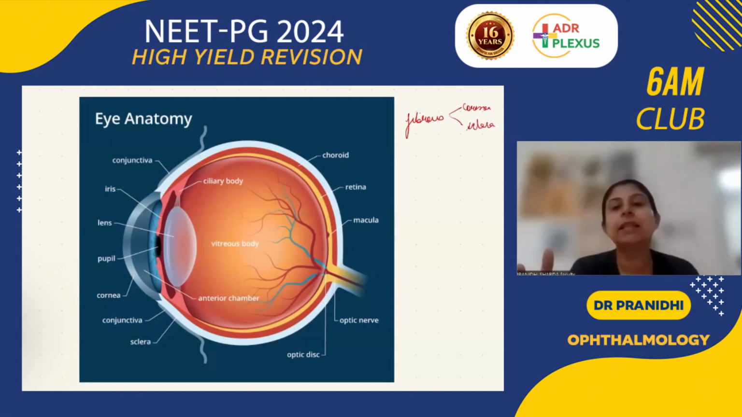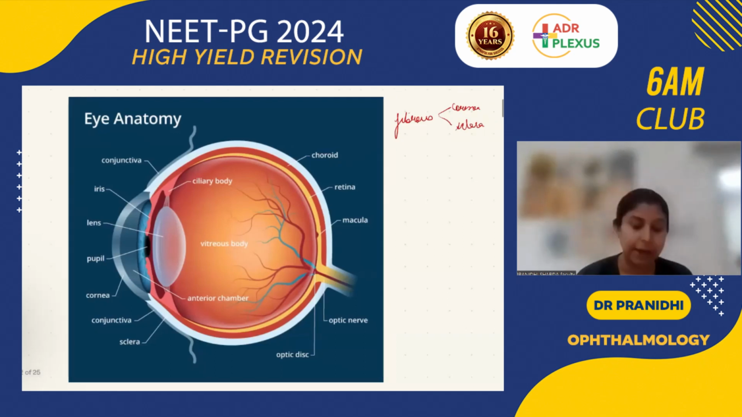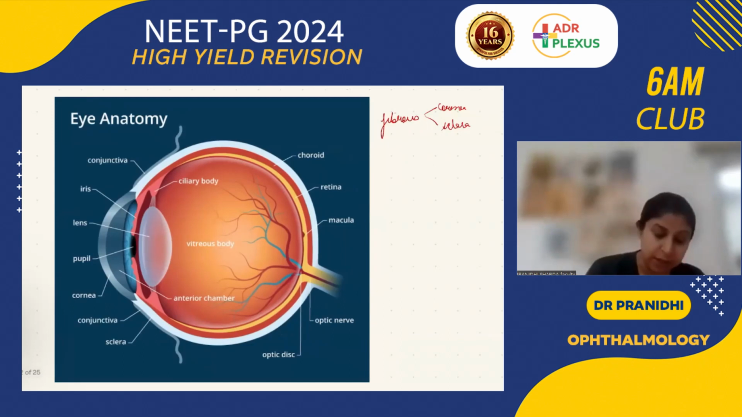Some of the things I will be pre-assuming that all of you know, the basic things. Even if any of you has a doubt in those basic things, please leave them in the chat and we will discuss them. So the three coats of the eye are the outer one, the fibrous; the middle one is the vascular, which is comprised of the uvea and choroid; and the inner one is the neural layer, which is made up of the retina.